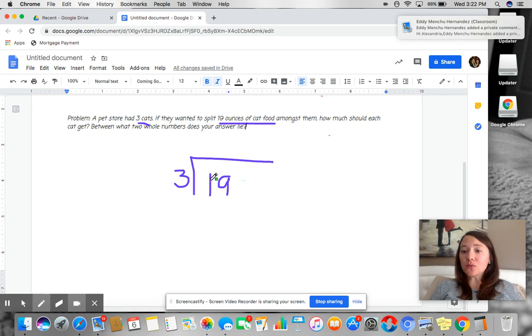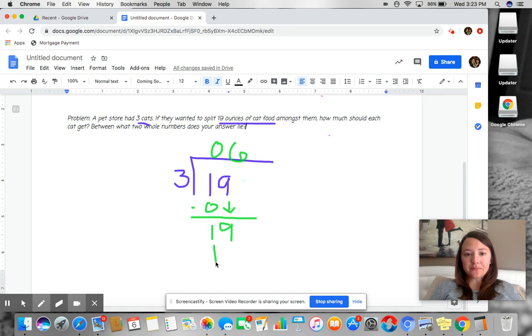3 will not go into 1, so I can put a 0 here just to help you out. And then 0 times 3 is 0, which means if I subtract, I would still have 1 left over, and I would have to bring down that 9. So we're essentially back at the same point we were at. 3 will go into 19, however, and that will go in 6 times. 6 times 3 is 18. And when I subtract, I have 1 left over.